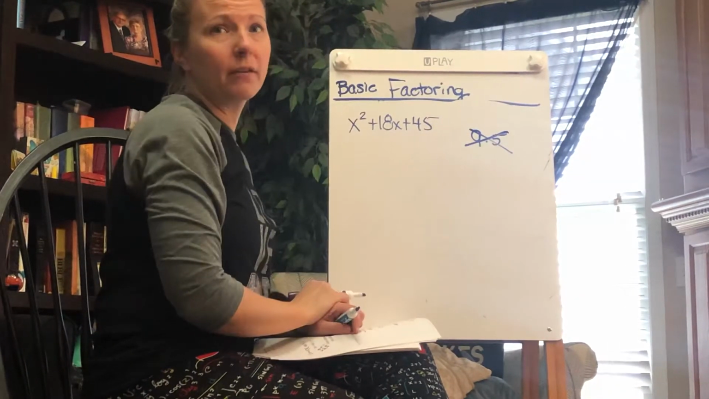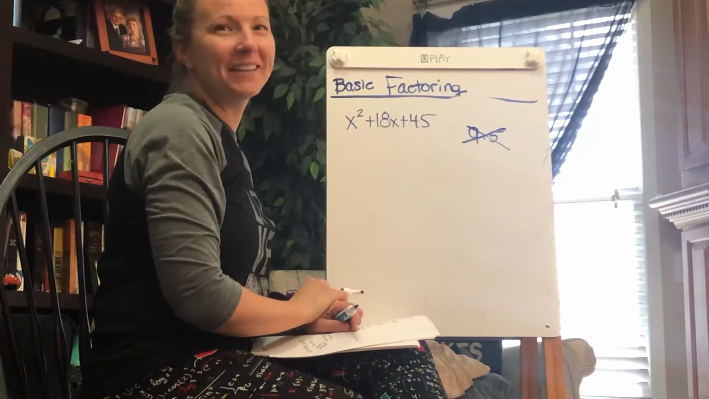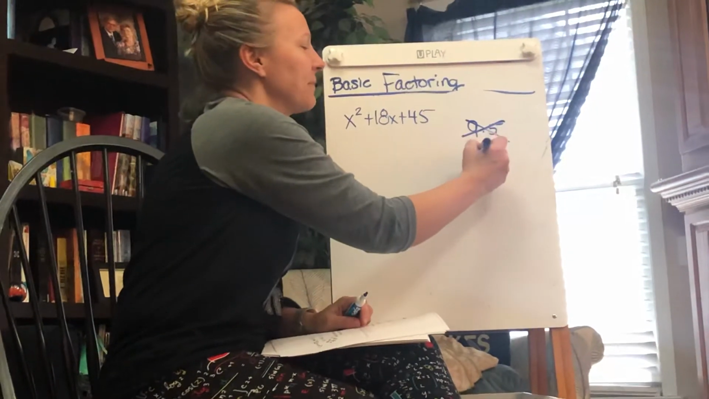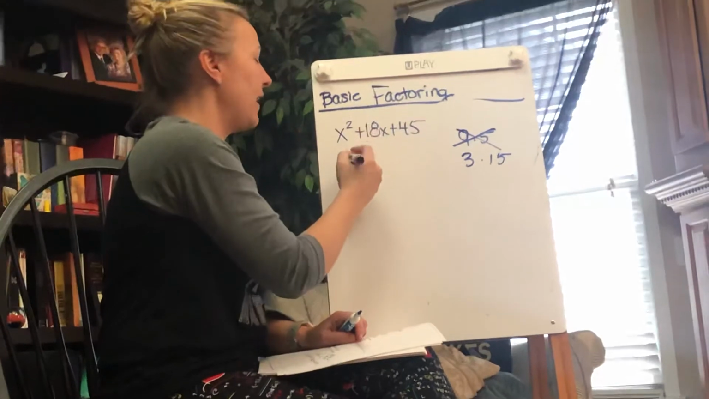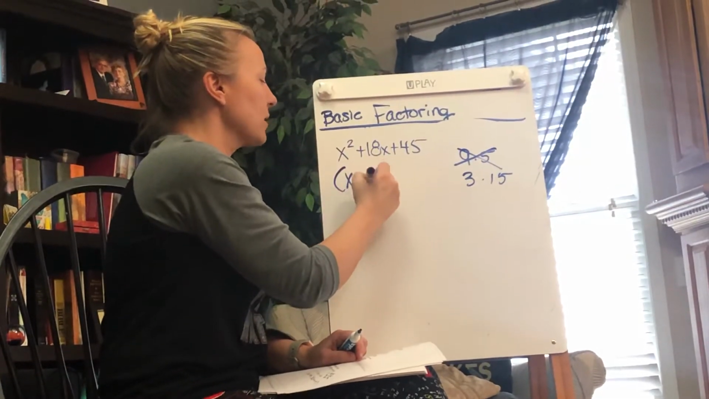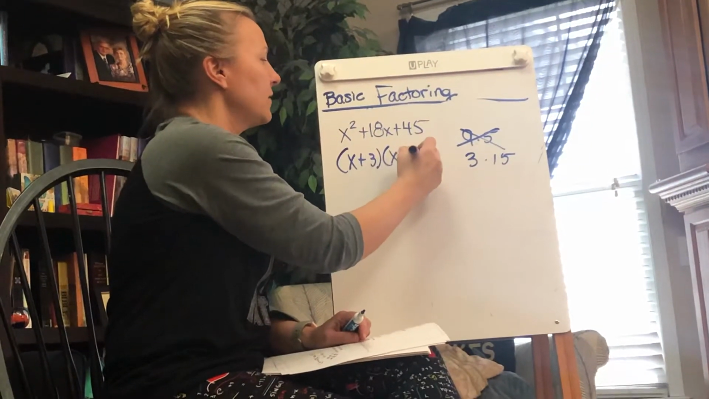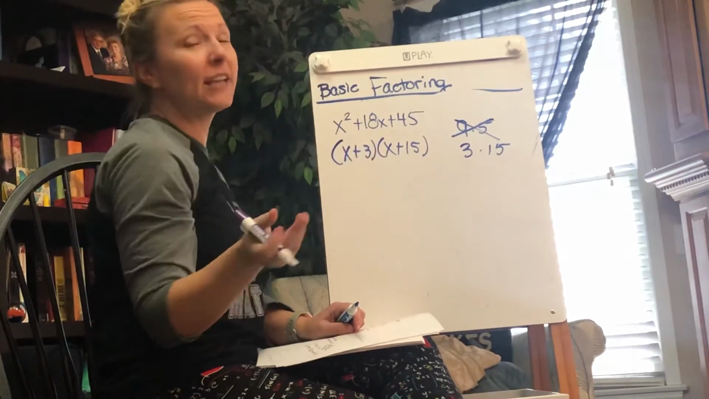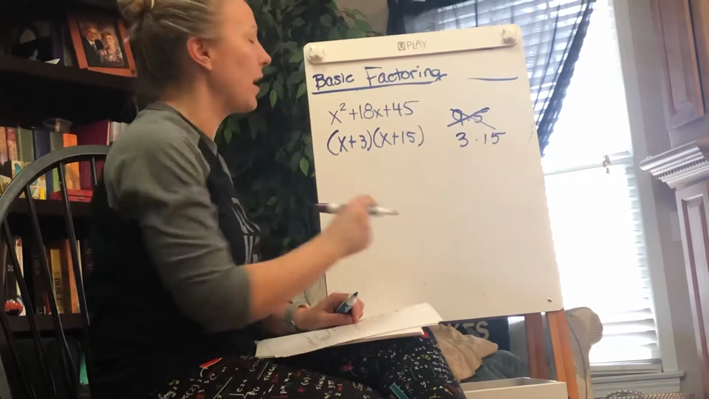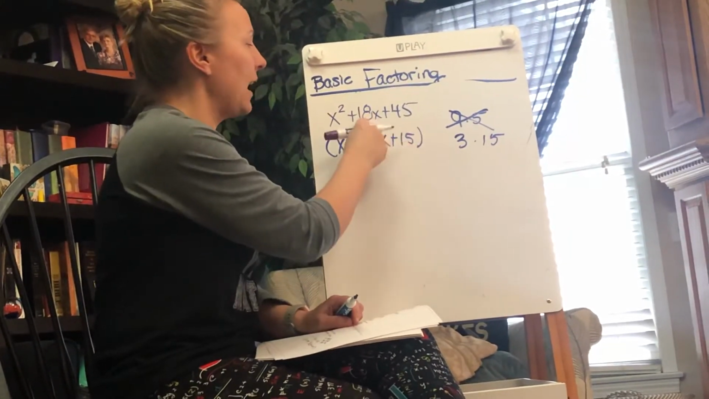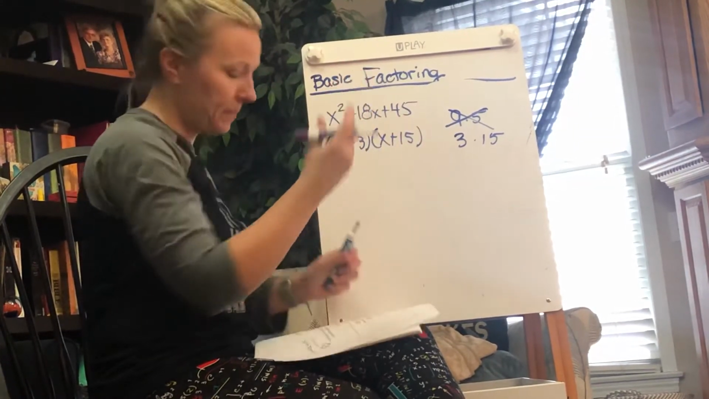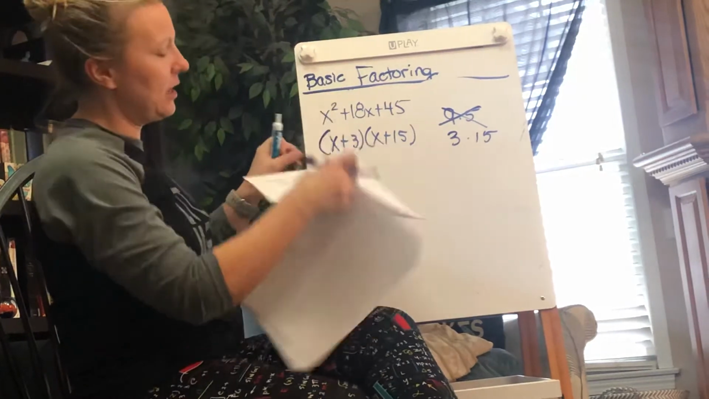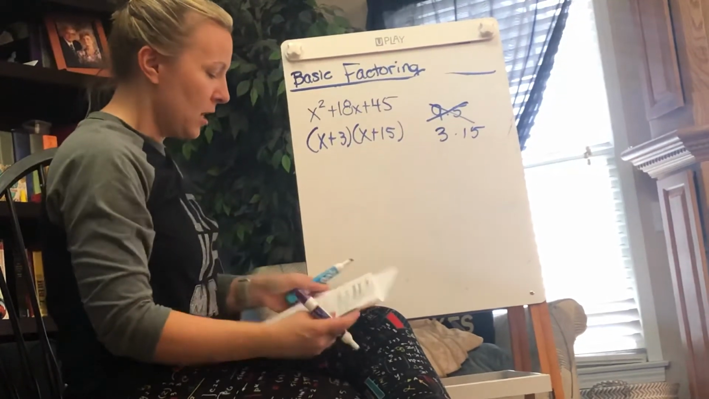So what am I going to pick? What am I going to pick, Connor Chin? 3 and 15. 3 and 15, because 3 times 15 is 45. And so if I have x plus 3, x plus 15, then it takes 2 seconds to check. 3 plus 15 is 18. 3 times 15 is 45. Got it?